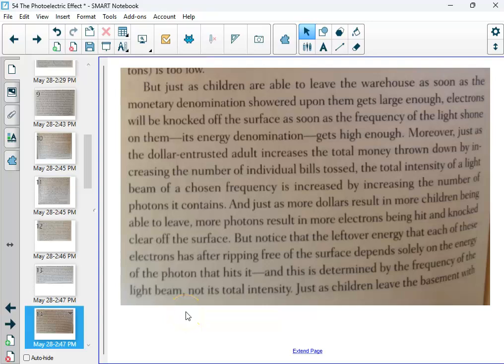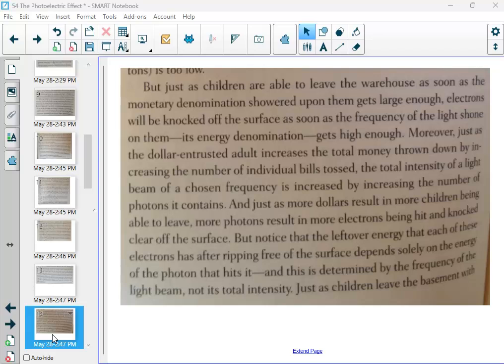But just as children are able to leave the warehouse as soon as the monetary denomination showered upon them gets large enough, electrons will be knocked off the surface as soon as the frequency of light shone on them, its energy denomination essentially, gets high enough. Moreover, just as the adult increases the total money thrown down by increasing the number of bills, the total intensity of the light beam is increased by increasing the number of photons it contains, right? And just as more dollars resulted in more children being able to leave, more photons result in more electrons being hit and knocked off the surface.